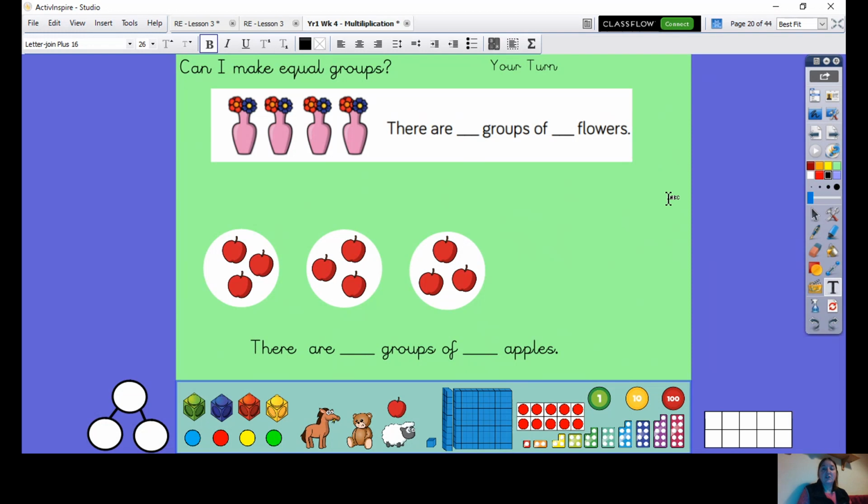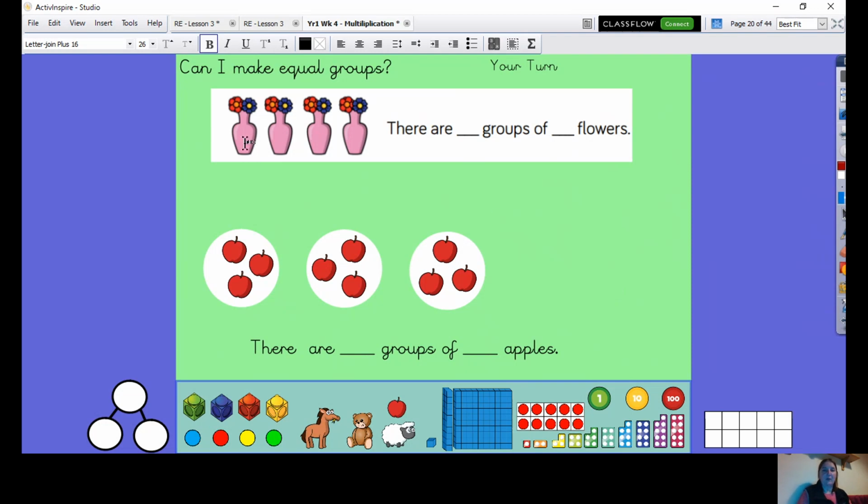Okay. So this is your turn now. So you need to work out how many groups there are. So how many vases are there? And then how many flowers are in each vase? And then the same here. How many groups, so how many circles are there? And how many apples in each group?